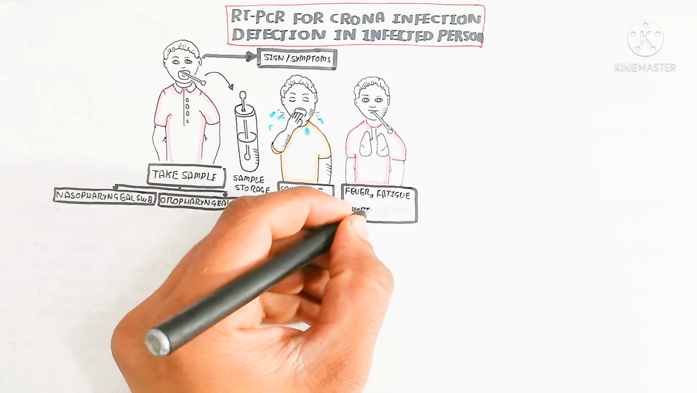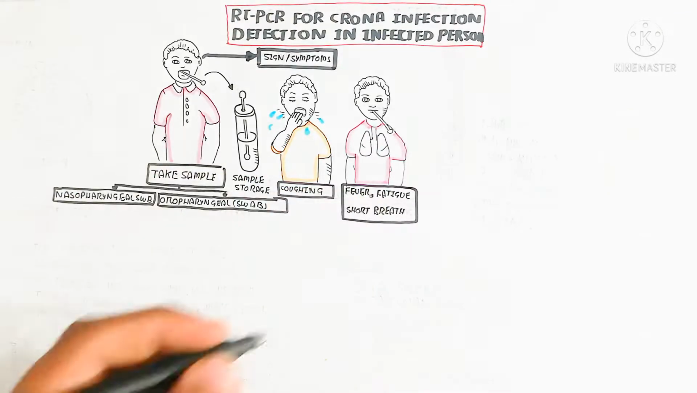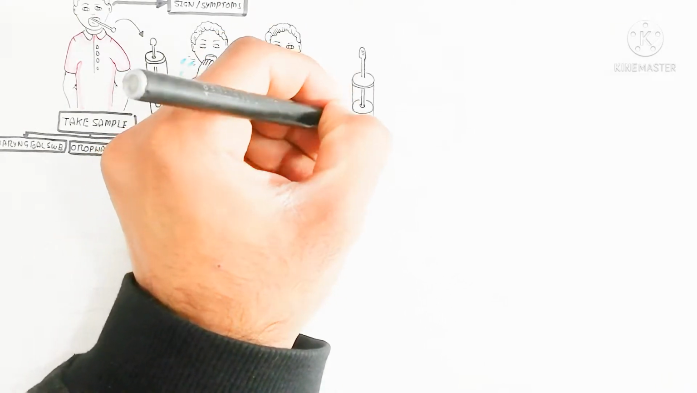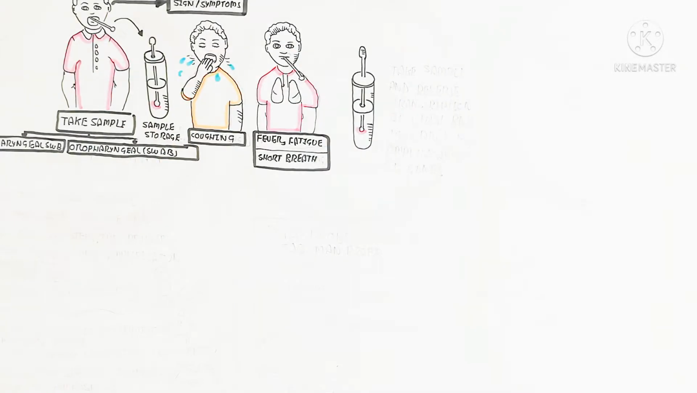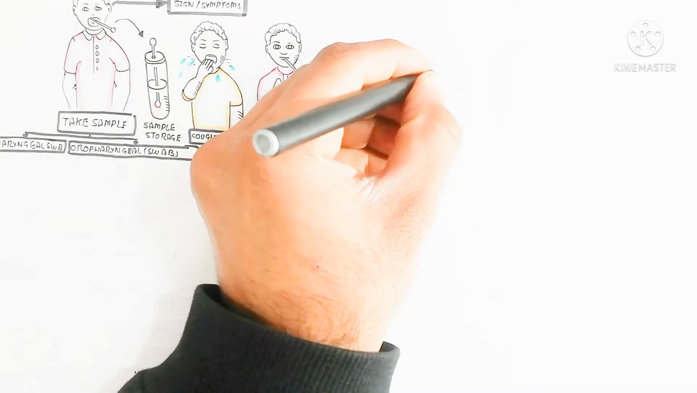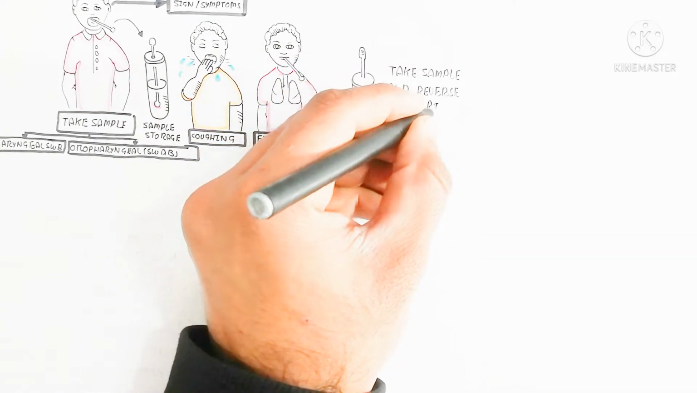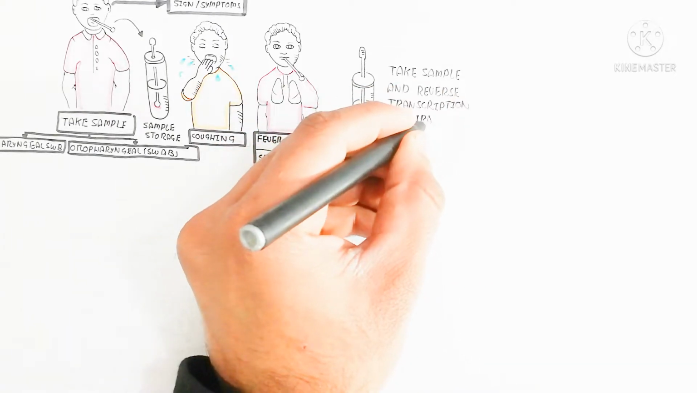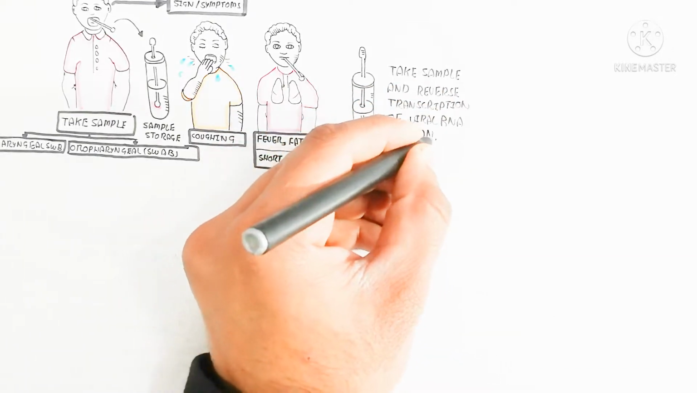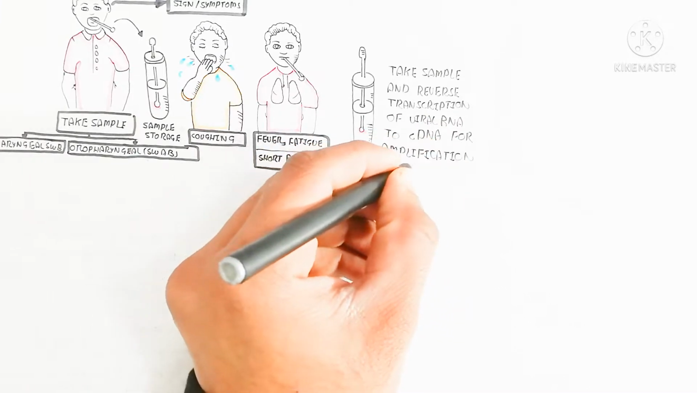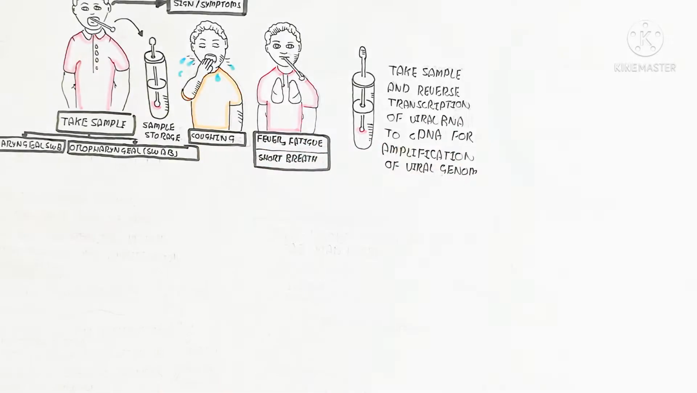So in this way, we take the sample and do reverse transcription of viral RNA to complementary DNA for amplification of the viral genome in the PCR. So the polymerase chain reaction happens after the reverse transcription to become complementary DNA, which basically contains the gene of the virus. So let's begin to understand first of all the virus structure.